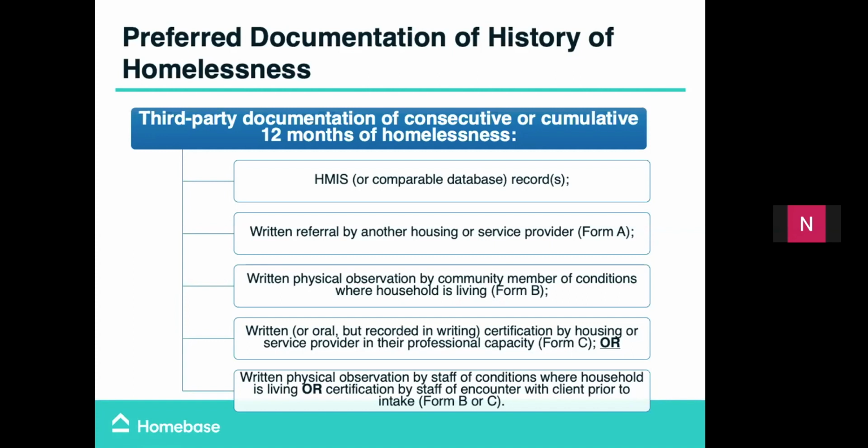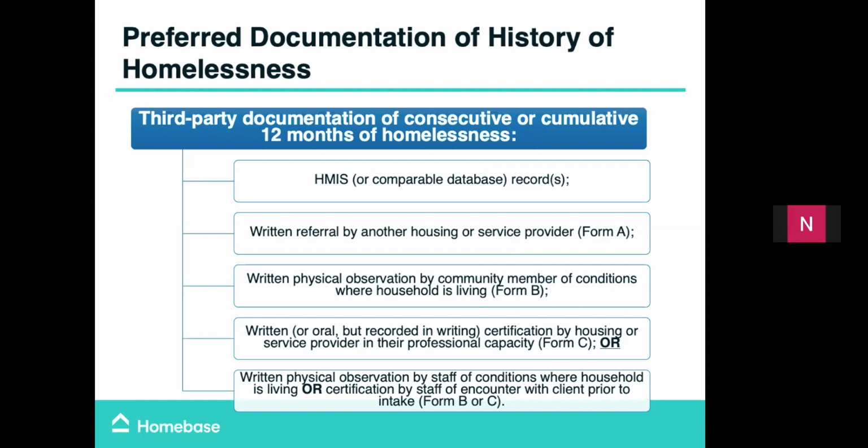We'll get a little bit deeper into each of these in future slides, but I just want to quickly note you can get an observation by any community member of where the household was living at a point in time in the past. There's a form for that, Form B. You can get a certification by a housing or service provider in their professional capacity, which is a little bit different from that shelter referral. That's Form C. And you can also get a physical observation.